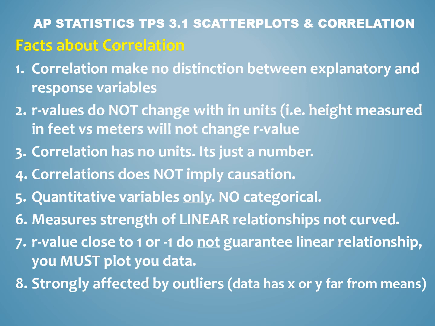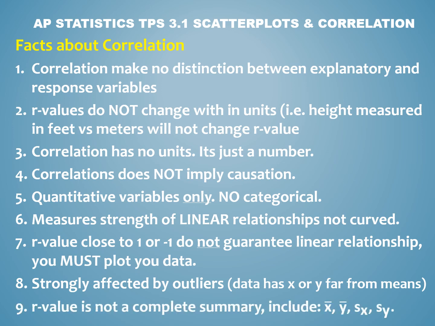They're strongly affected by outliers. We talked earlier about what an outlier is. It's outside the pattern of the rest of the data. Putting in one of those points will generally strongly weaken the correlation, or the R value. And an R value just by itself is not a complete summary. We want to look at the x-bars, the means and the standard deviations as well. Those will help us find other stuff in later sections of this chapter.